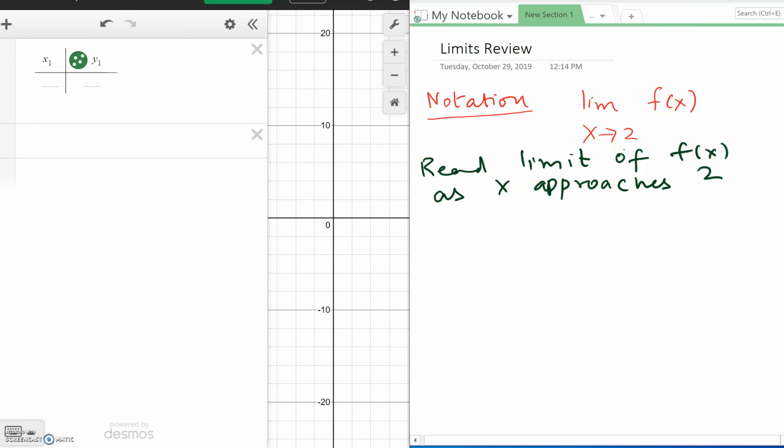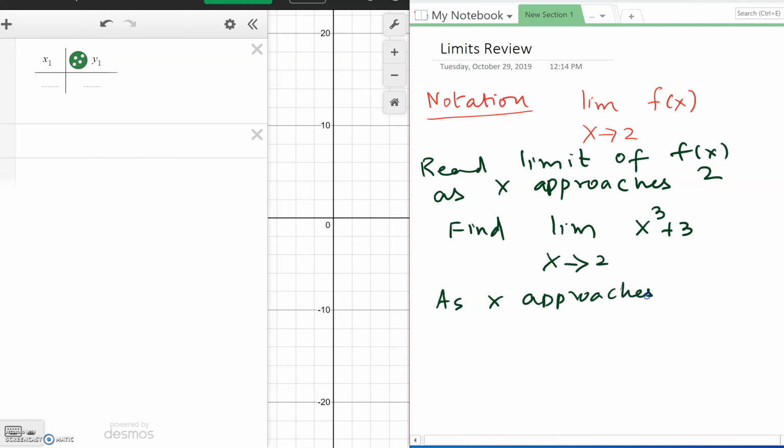And so let's take a specific f of x. Let's find the limit x going to 2 of x cubed plus 3. Which means the question is, as x approaches 2, what happens to x cubed plus 3? What number does this expression approach? This number is the answer to this limit problem.